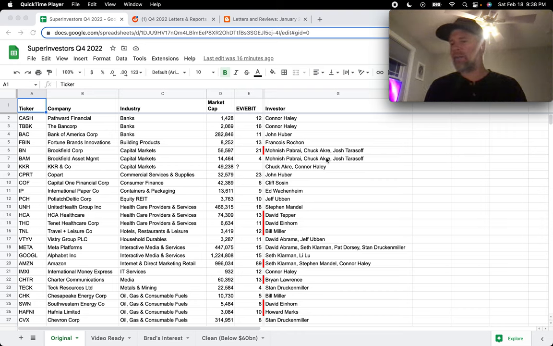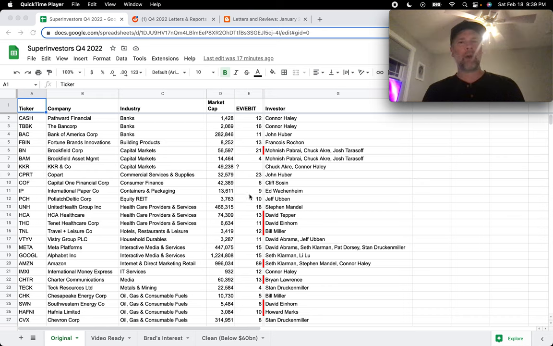I also filtered out some based on if the EV to EBITDA is really high and the company is going to require 25-30% growth each year over the next decade or so to grow into that multiple, I'm not interested. That's too hard, right? That goes in the too hard pile for me. So that was my first filter.